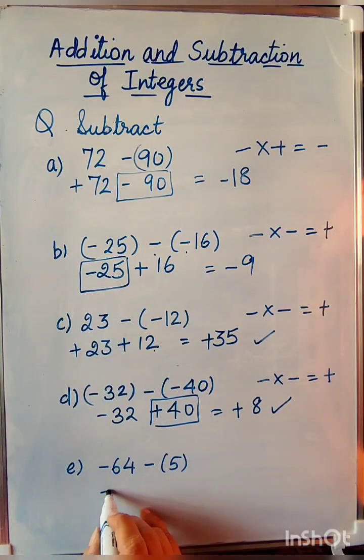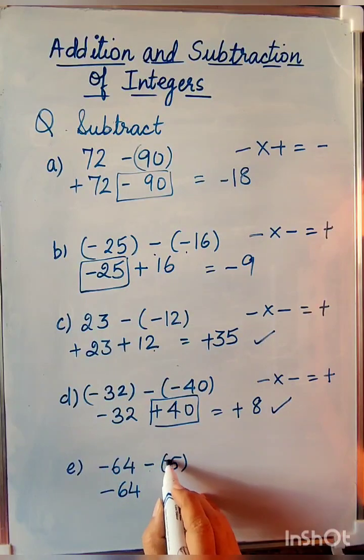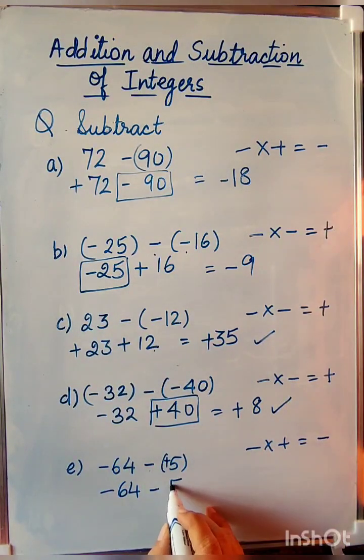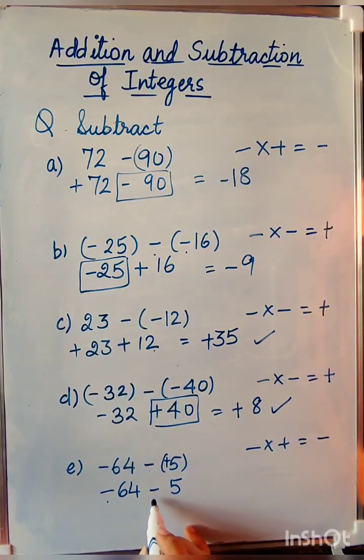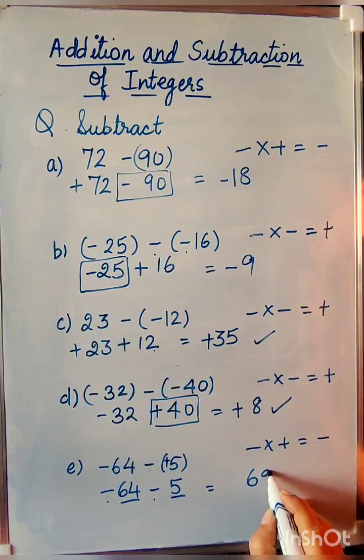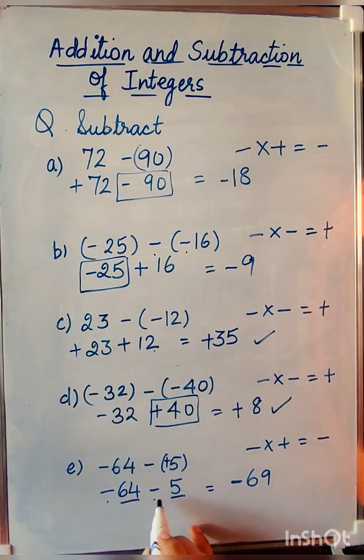E part you can see is minus 64, minus with a positive. Minus into plus gives you a minus again. So this will be minus 64 minus 5. Both are having the same sign. Therefore, we will add the integers. The answer will be 69 with a negative sign. So this is the answer.